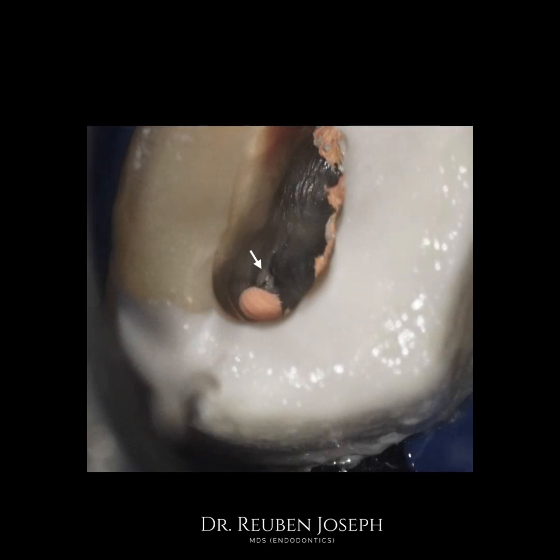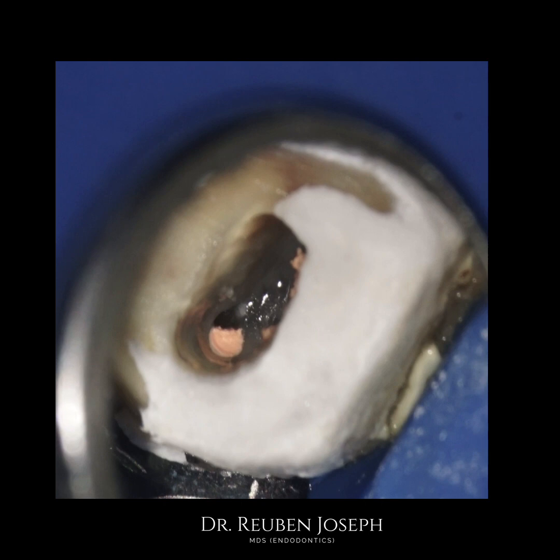So what we do now is an exploratory access to see what we can find. As discussed earlier, we can see some evidence of necrotic tissue present adjacent to the MB canal, which is the missed MB2. So according to everything that I've mentioned earlier, what I've done here is I've gone ahead and cleaned and shaped the MB2 canal. Now another very big question arises.